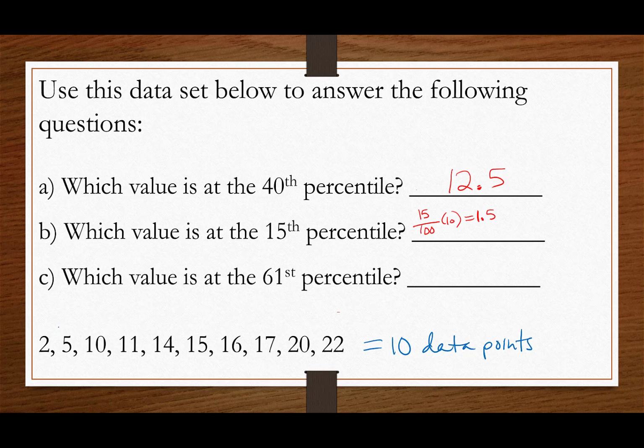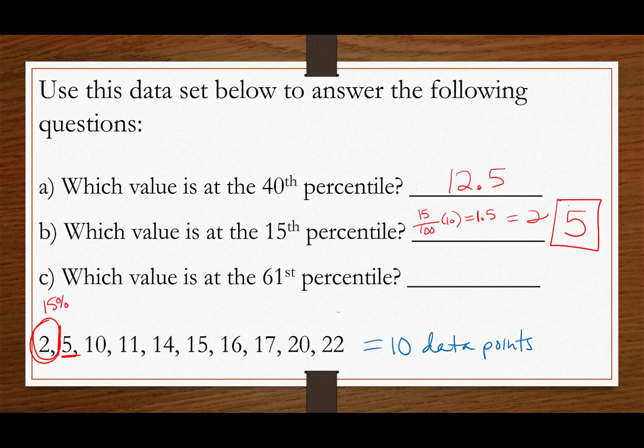And so somewhere right in here is 15% of the data. And so we are going to round it up to a 2. And so that means the number that's sitting in position 2 is considered the 15th percentile. That would be the number 5. And so the answer to this question is 5.